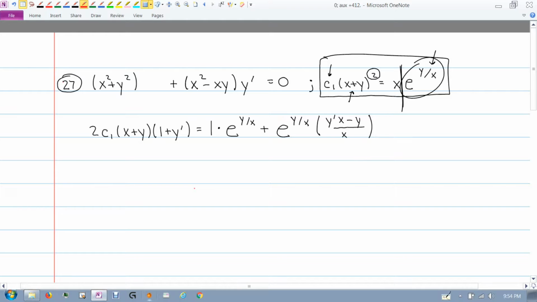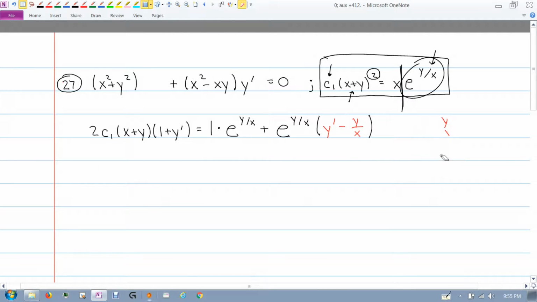And now, I guess we've reached a critical juncture here. I'm going to try and get my y primes by themselves. So to do that, let's just first look at this. I can split that up. I can make that y prime x over x minus y over x. And that's just really y prime minus y over x. So that's what's really sitting here. Just a little easier to distribute if I have it like this.